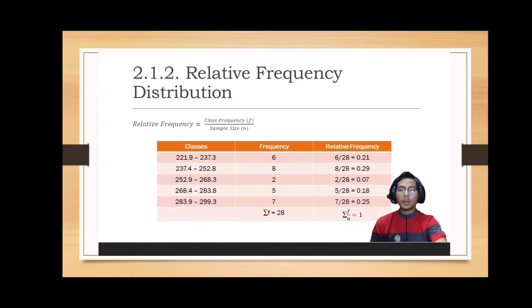If we add all of the relative frequencies, we will get 1.